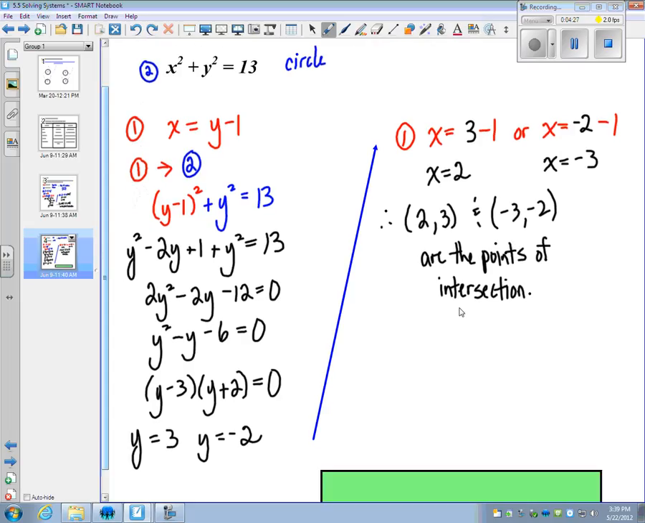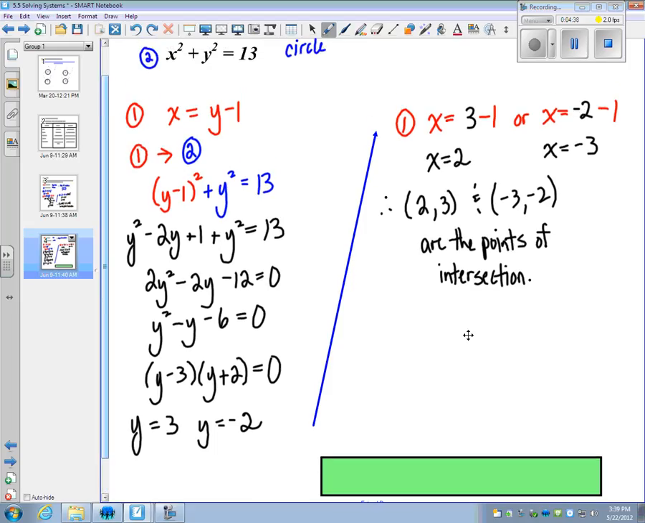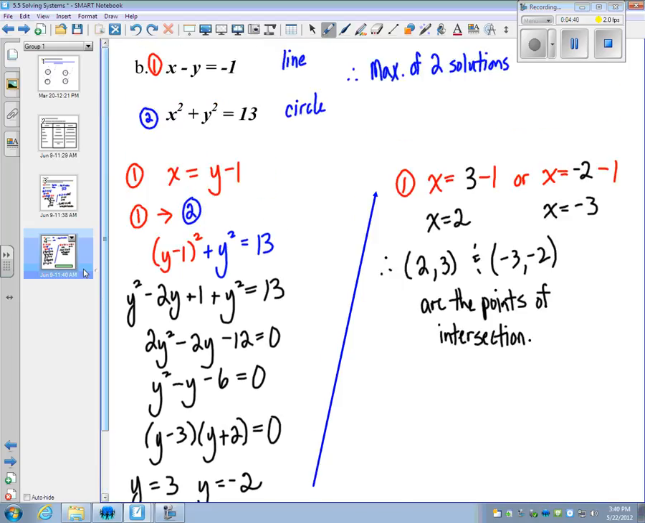So here I say that x equals 2 when y equals 3. That's 1. And x equals negative 3 and y equals negative 2. So those are my 2 points of intersection. You have some practice questions to try on this section. As well, you have 2 questions that are handed in for marks.